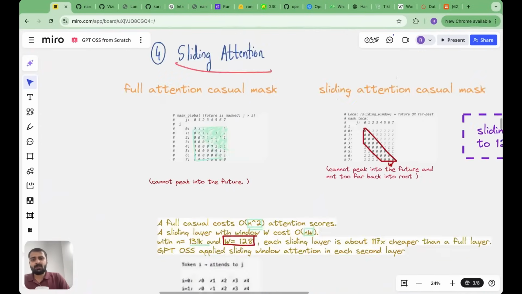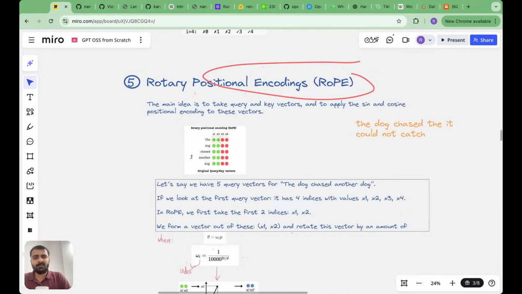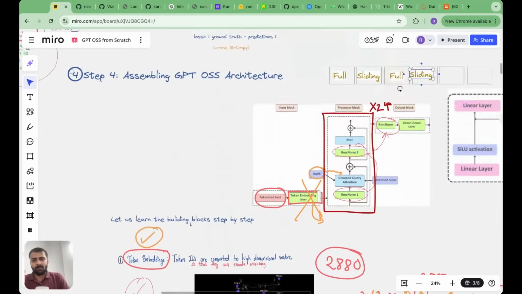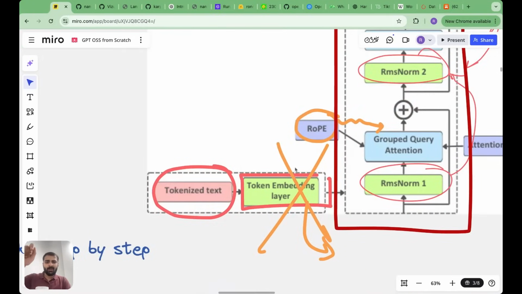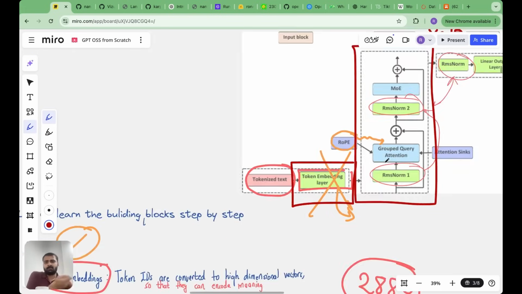All right, so that was the fourth building block which we discussed in the GPT-OSS architecture. Now let's come to the fifth building block, which is rotary positional encodings. As I mentioned before, earlier we used to have absolute positional encodings which were added to the token embedding layer. But there are two issues with this. First, it changed the magnitude of the token embeddings, and second, it contaminated the semantic information learned by token embeddings. So people decided, okay, let go of this. I will use position embedding where it really matters, which is the attention mechanism.